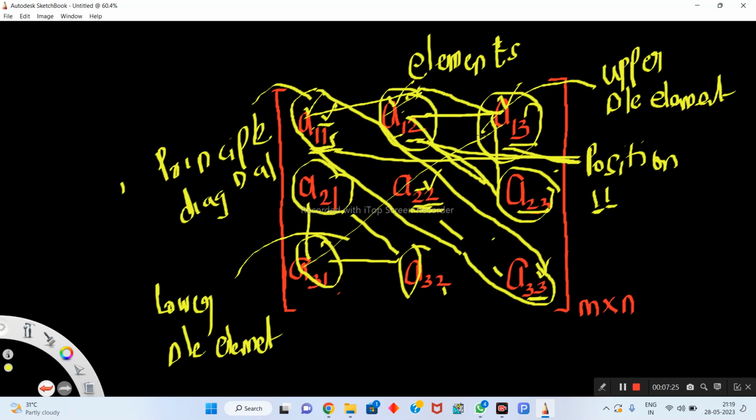And the elements which are above the principal diagonal element are known as upper triangular elements, which means there are three elements, A12, A13, A23. And the elements which are below the principal diagonal, A21, A31 and A32, these three elements are known as lower triangular elements. This was a short and brief introduction about matrix.